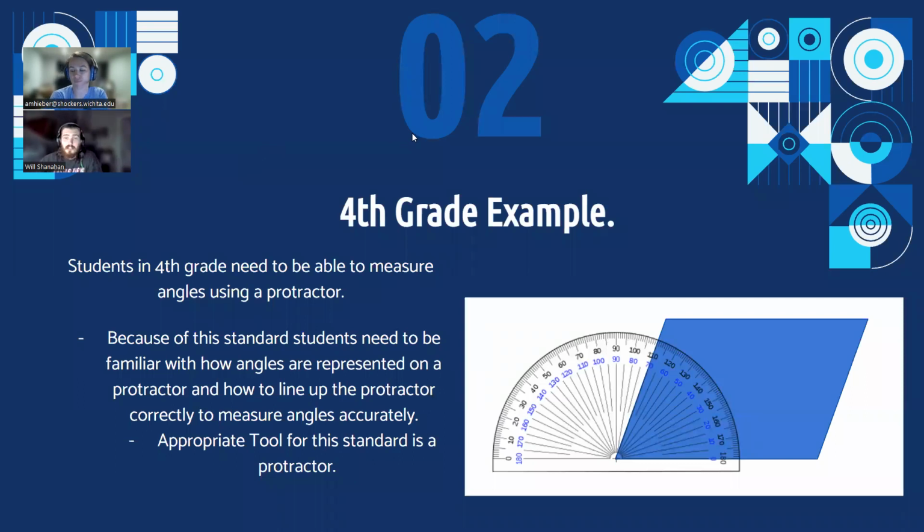Our second example is from fourth grade. In fourth grade, students will have to know how to measure angles of a shape using a protractor. In this example, we have a protractor being used to measure the angle of a parallelogram. Because of this standard, students need to be familiar with how angles are represented on a protractor and how to properly use a protractor to find angles. The appropriate tool for this standard is a protractor.